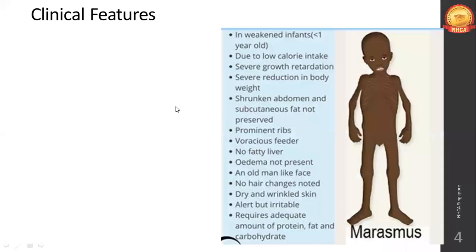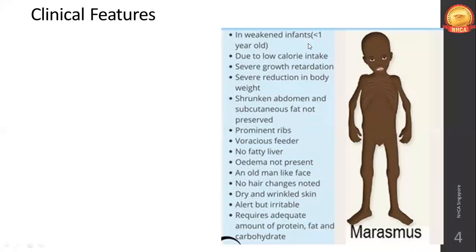Now coming to the clinical features of marasmus. On page number 157, you will find similar features. The order may be different from the one given in the textbook. Marasmus is seen in kids who are less than 1 year old. It is very common if there is a malnourishment issue in a child below 6 years of age.